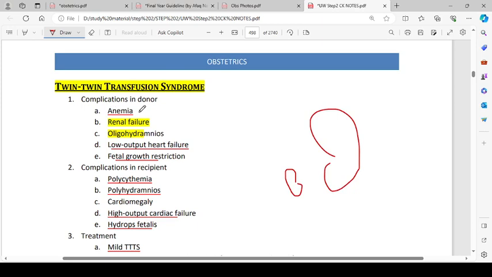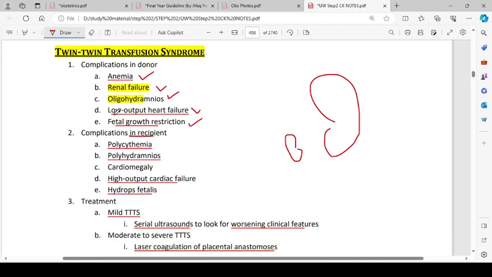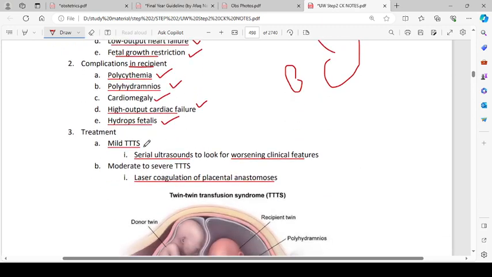In the donor twin, there will be anemia, renal failure, oligohydramnios, low output heart failure, and fetal growth restriction. In the recipient, the opposite will be happening: there will be polycythemia, polyhydramnios, cardiomegaly, high output cardiac failure, and hydrops fetalis. Treatment for mild twin-to-twin transfusion syndrome is serial ultrasound to look for worsening clinical features.